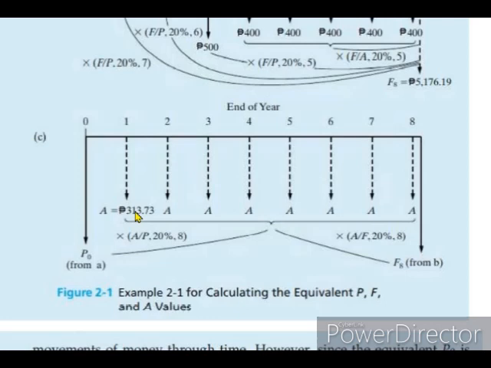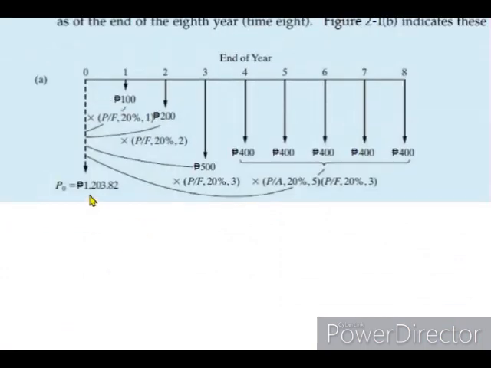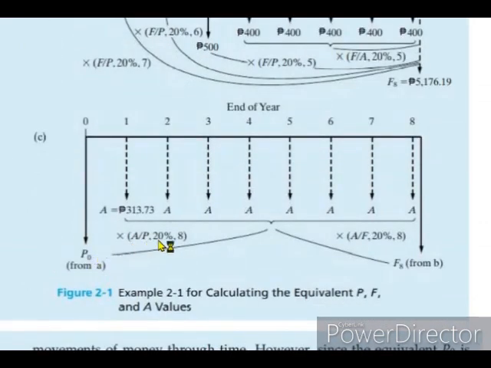So, ngayon, paano ito nakuha yung annuity na 313.73 pesos? Ang gagamitin lang natin dyan, guys, itong formula na to. Finding A given P. So, ano yung P natin dito, guys? Di ba, nakuha na natin to, yung P sub 0? Balikan lang natin. Ano ba yung P sub 0? Ito, yung 1,203.82. So, i-multiply lang natin siya dito sa formula na to.